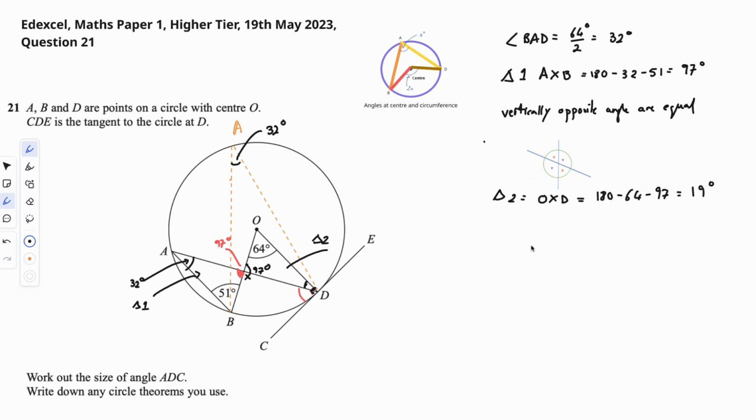So we now know from this that we can work out our angle, which we're trying to calculate, angle ADC, is equal to, if you remember, this is a 90 degree angle here because it's angled at a tangent. We've got 90 degrees minus the 19 degrees which exists here. And that gives us 71 degrees. So our answer for this question is angle ADC is equal to 71 degrees.